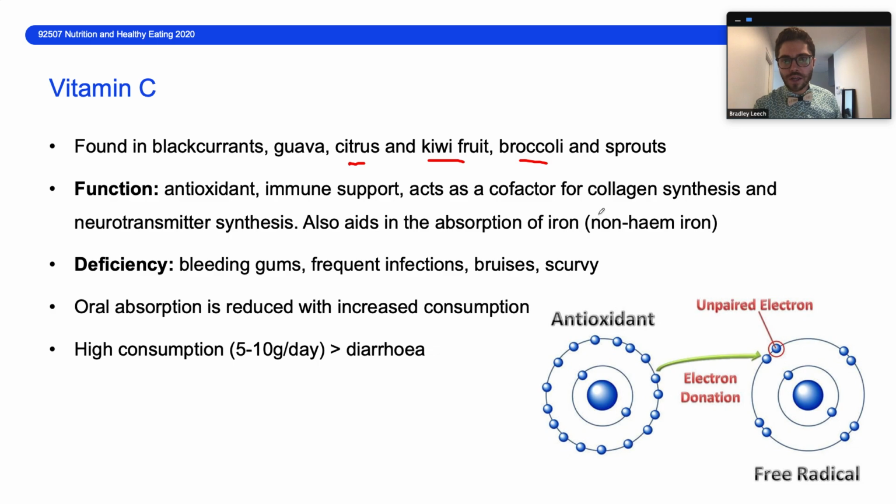So I'll bring your attention to this image down here, right? So this compound right here, this atom, this is an antioxidant, right? So when a free radical is around, it will actually donate an electron to stabilize it again. So that's kind of a visual representation of what an antioxidant does within the body.